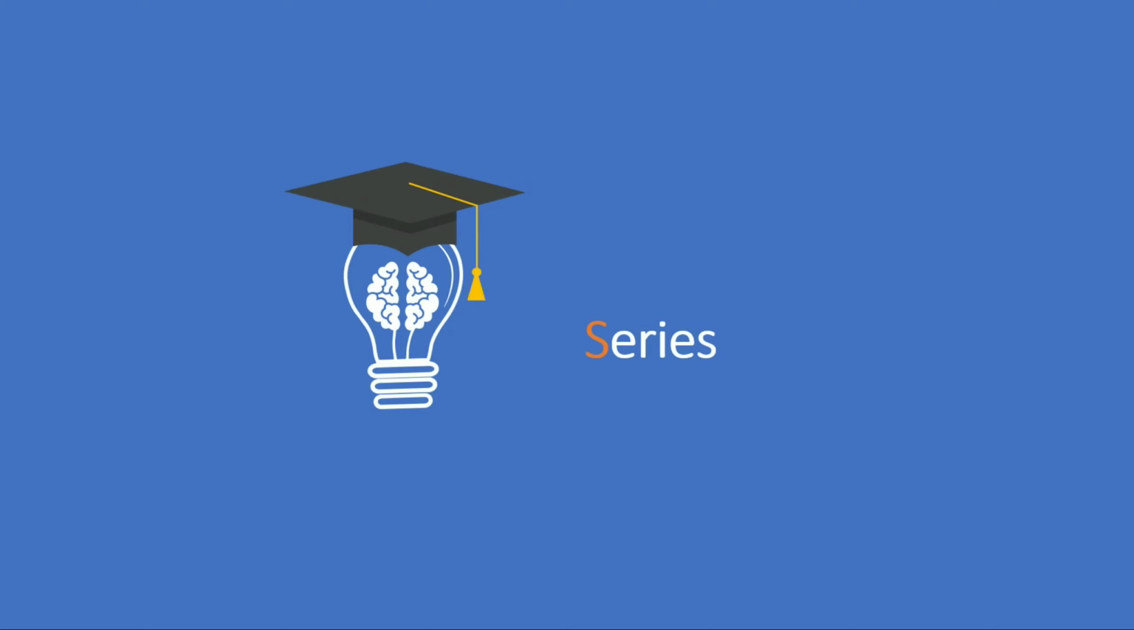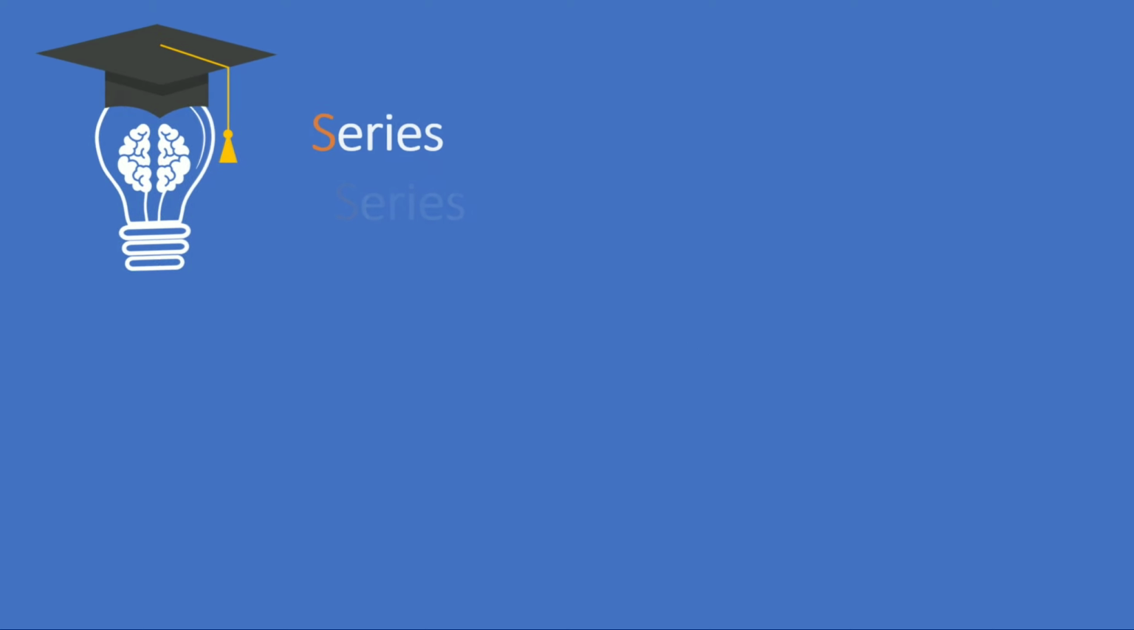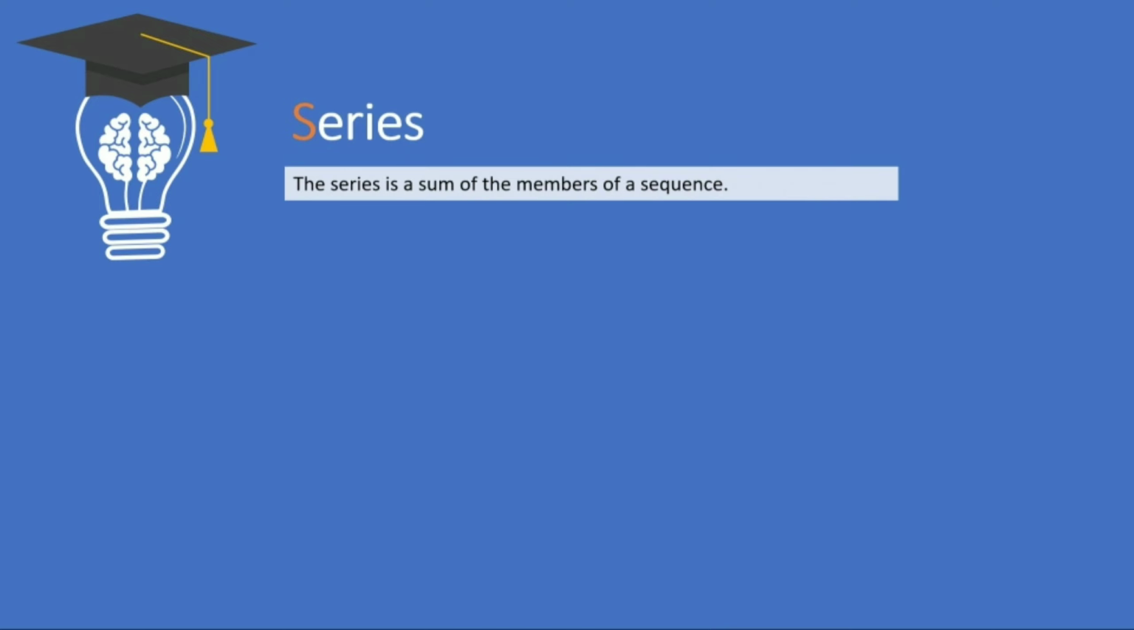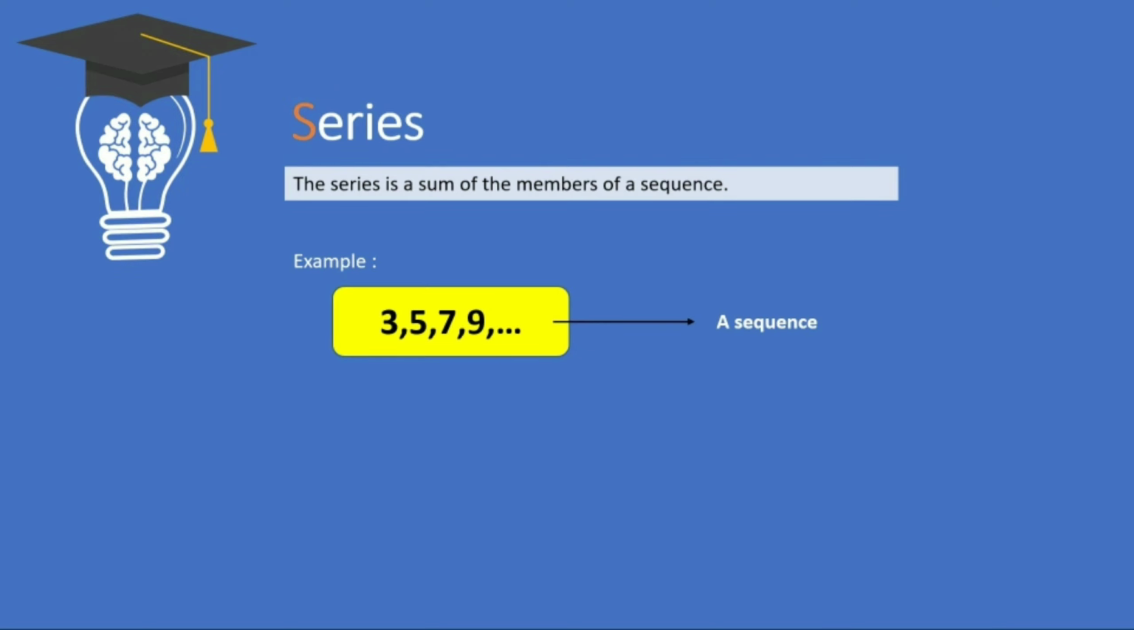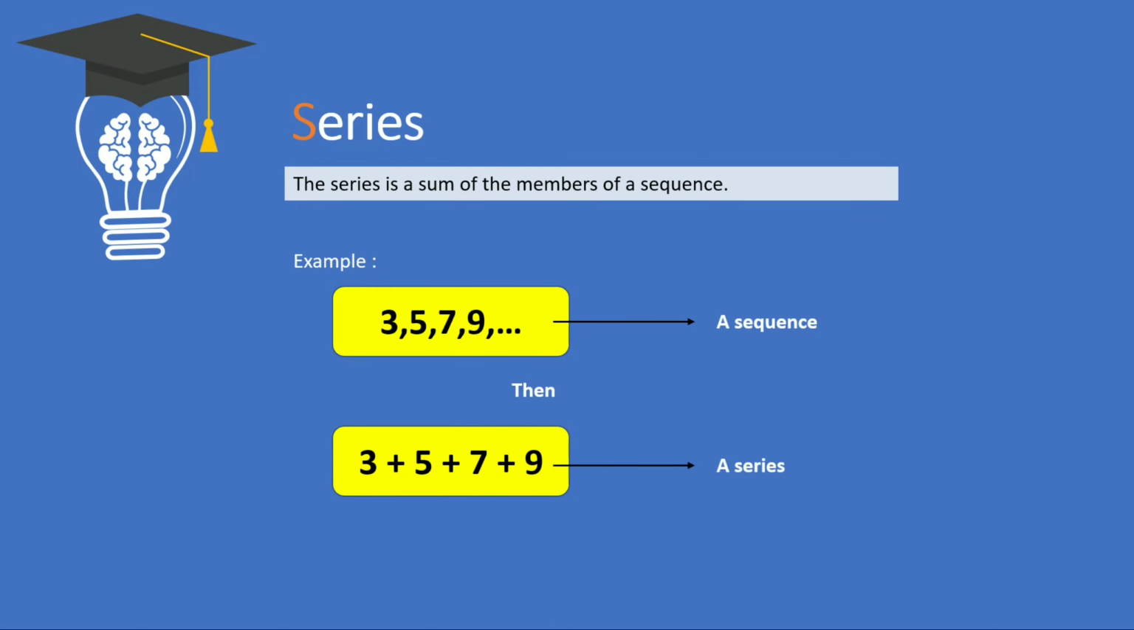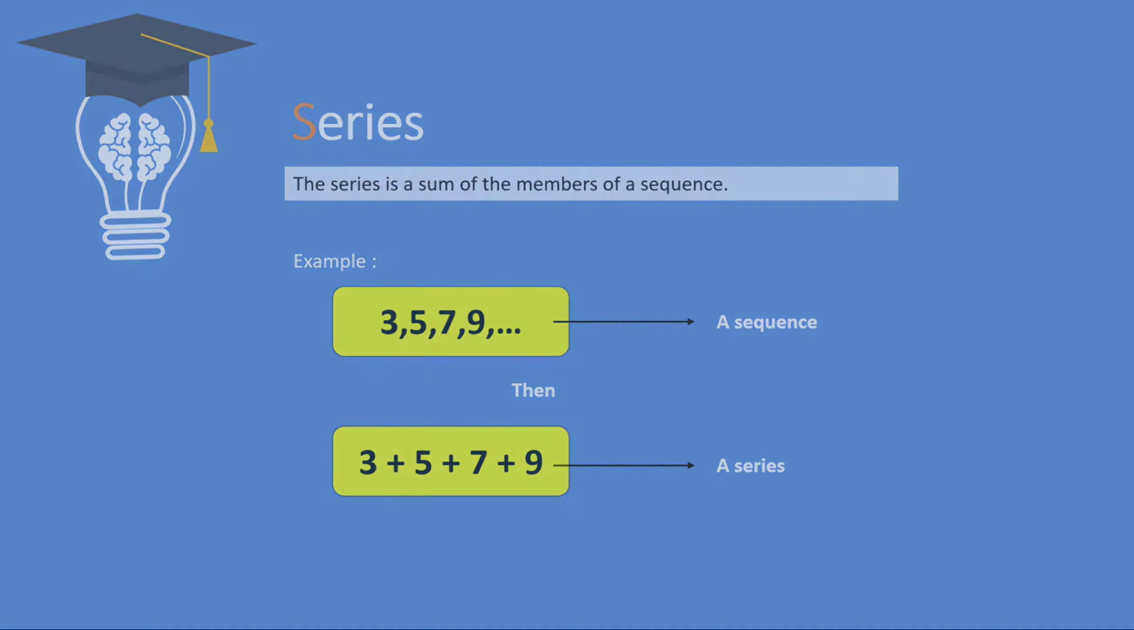Now I will explain about series. What is a series? A series is the sum of the terms of a sequence. For example, 3, 5, 7, 9, and so on is a sequence. Then 3 plus 5 plus 7 plus 9 is a series.